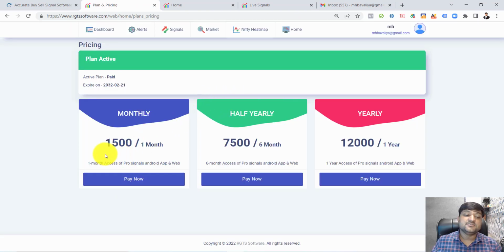Okay, so for monthly only, it is 1500. It is less than our stop loss. Okay, so half yearly is 7500 and yearly is 12,000. You can save the maximum with the 12,000 plan.